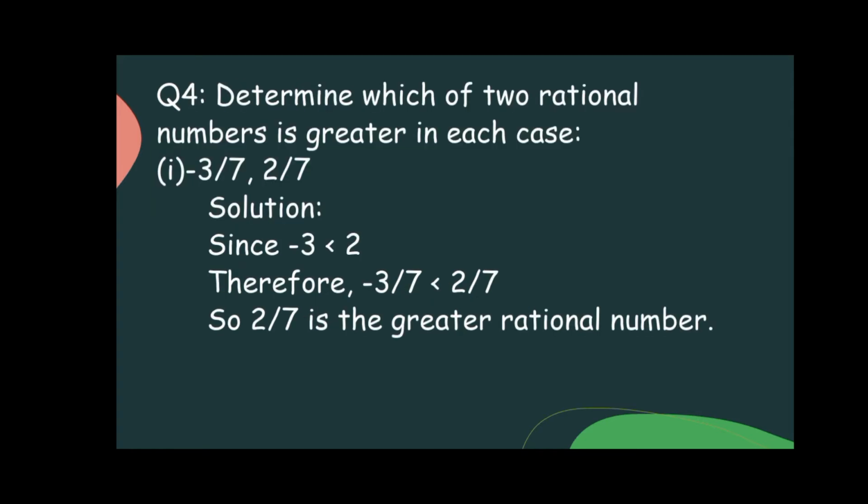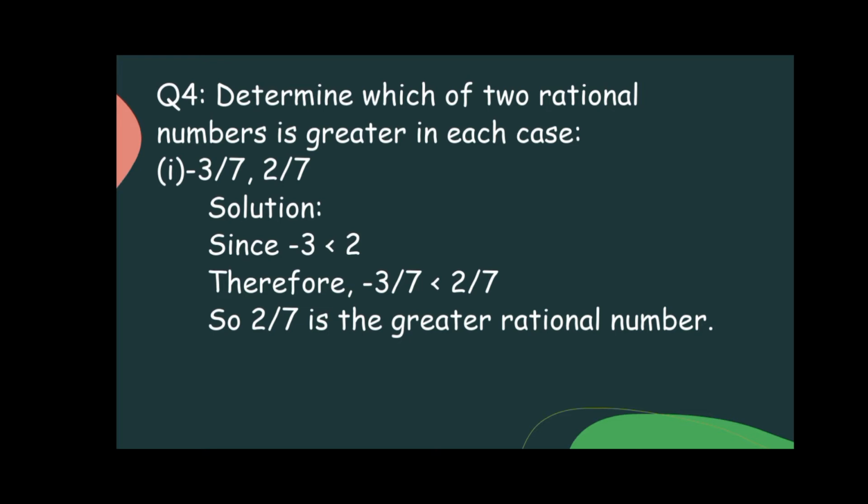Question number 4 is determine which of the two rational numbers is greater in each case. So basically in all three parts of question number 4 we are going to compare the given rational numbers, and we have to find out which the greater one is. The steps for comparing two rational numbers are that we have to rewrite the given rational numbers so that their denominators are positive. Then we have to express the rational numbers with a common denominator, and then finally we have to compare the numerators. The one with the larger numerator is greater.